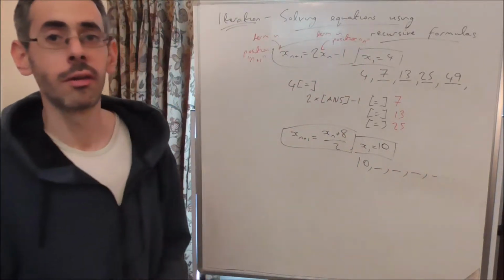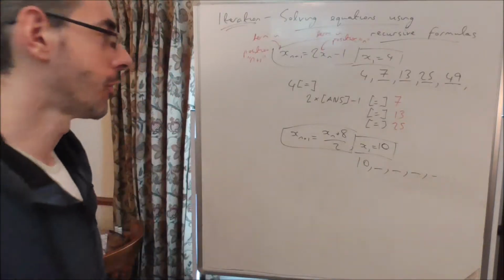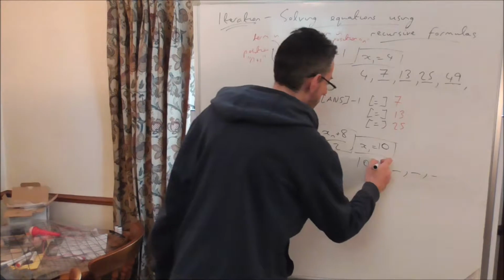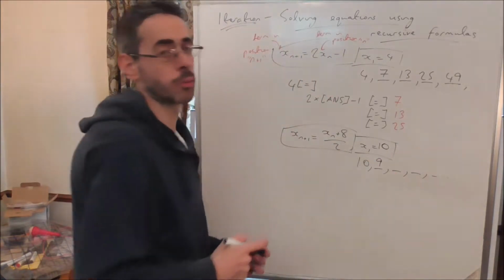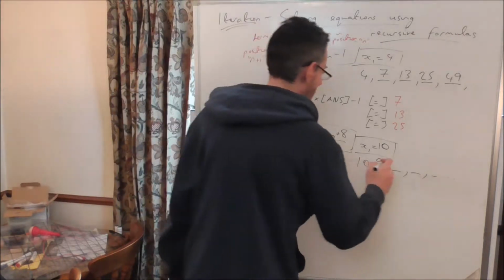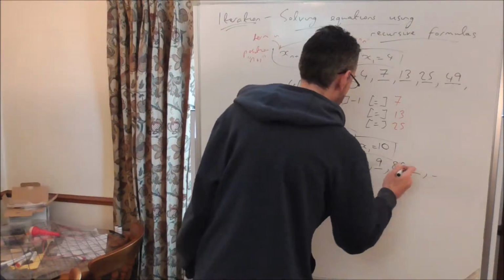Let's see what happens here. To get the second term, you put the first term into the formula. So you do 10 plus 8, 18 divided by 2 is 9. To get the next term, you put 9 into the formula. So you do 9 plus 8 divided by 2, which is 8.5.